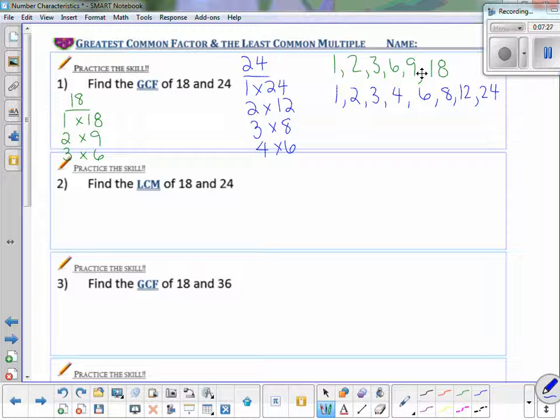We're going to look at the greatest common factor, the largest factor that they have in common. Tell your partner, what do you think is the largest factor they have in common? What do you guys think? Okay, they have 1 in common, they have 2 in common, they have 3 in common, they have 6 in common, but nothing else. All right, so our greatest common factor, or our GCF, is 6.